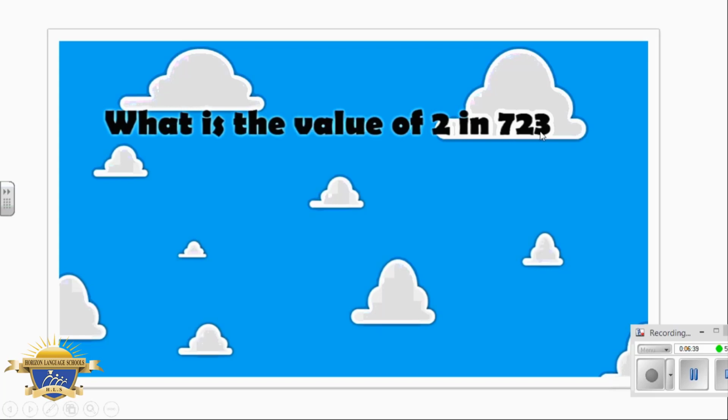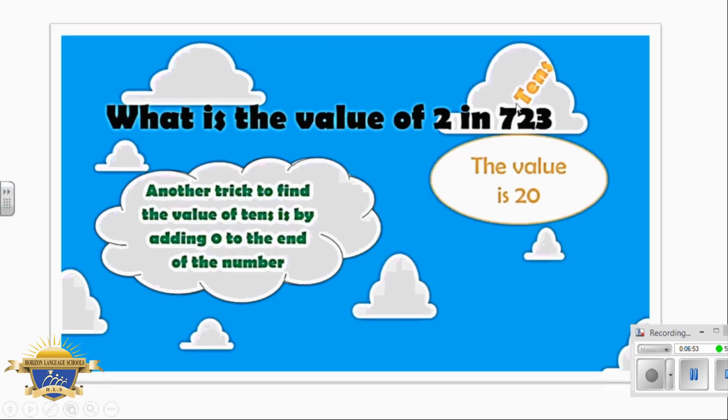723. First, we need to know the place value of number 2. We start from the right side and we say ones, tens, hundreds. So 2 is in the tens place, and the value of the tens place is the number and 1, 0. We just add a 0 to the number.